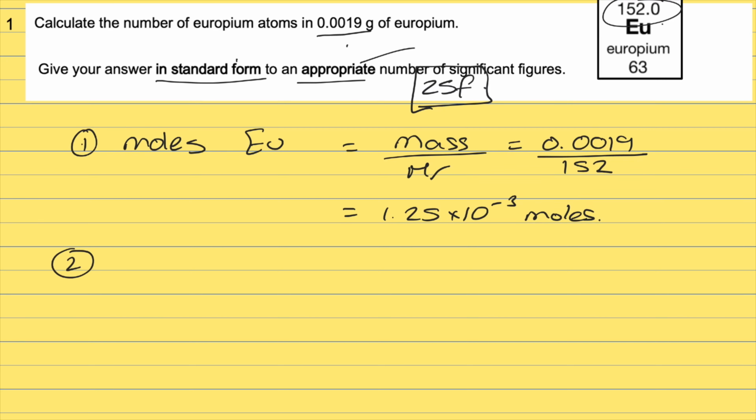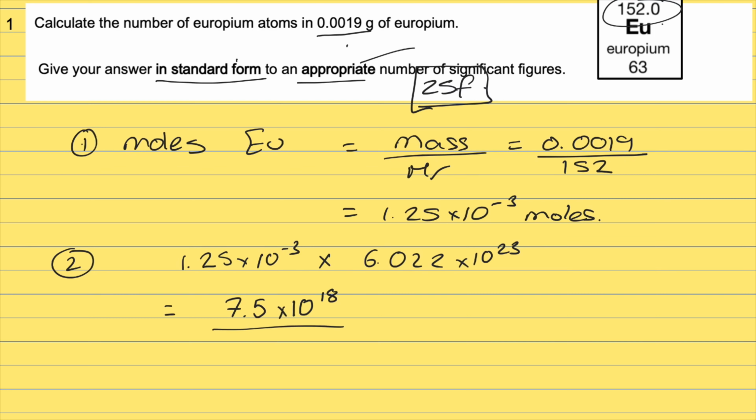Step 2 is to calculate the number of particles. So we're going to be using the first equation, which is the number of particles is moles times Avogadro number. So that's going to be 1.25 times 10 to the minus 5 times Avogadro's number, which is 6.022 times 10 to the 23, and that is going to give you an answer of 7.5 times 10 to the 18 particles. Remember, 2 significant figures, standard form.